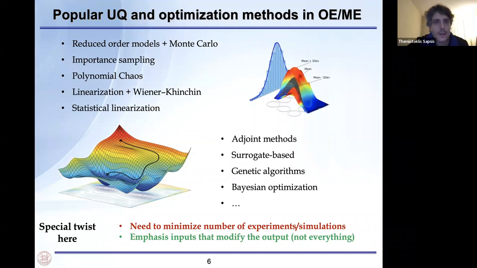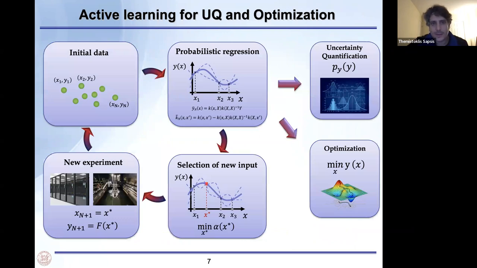So let me say a few words about active learning, because that's the foundation on which we will build our tools. Active learning is essentially the idea of identifying good data so you can build a good model, right? So what is the idea? You start with some initial data, input and output, X is the input, Y is the output, right? You have N of those pairs. You do some type of probabilistic regression. You can keep in mind Gaussian process regression. The important thing here, and I emphasize probabilistic, is that you cannot do a simple interpolation.